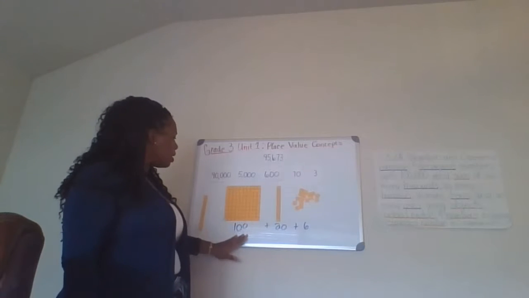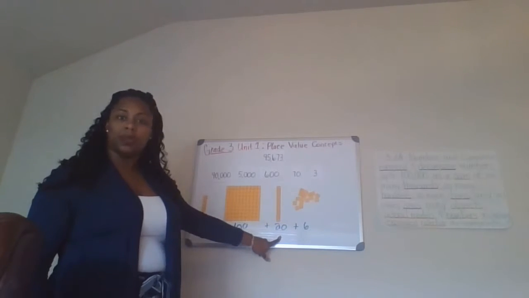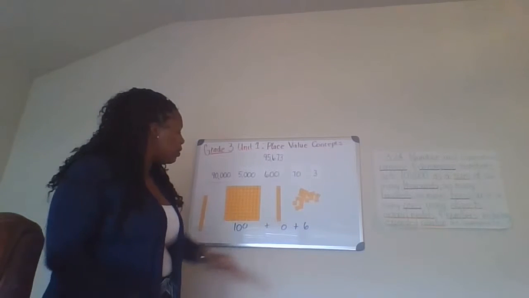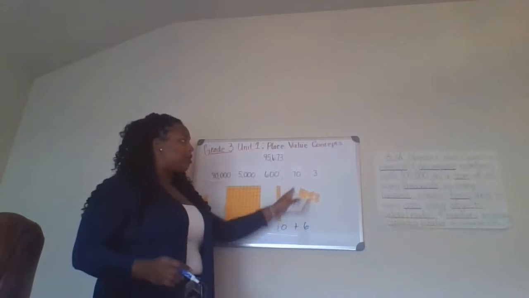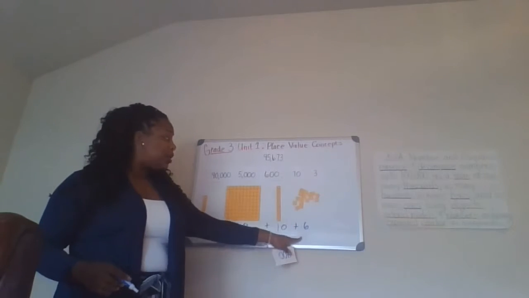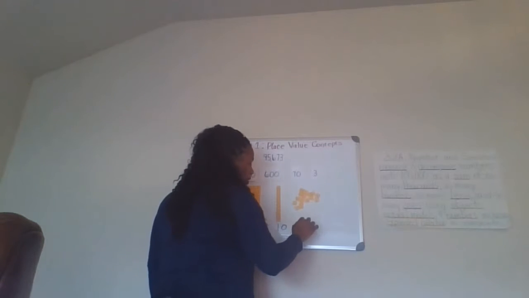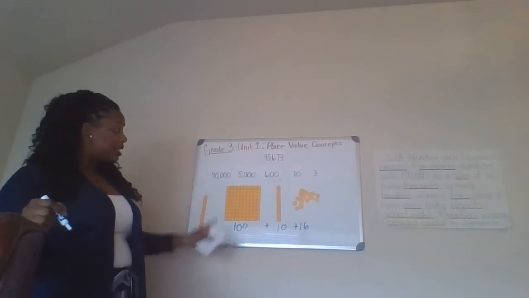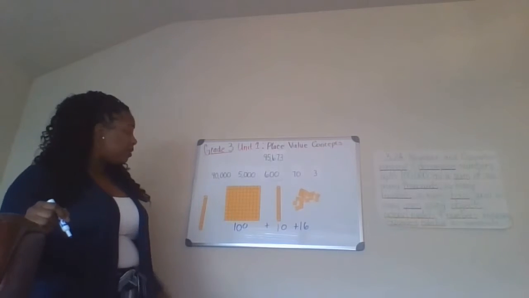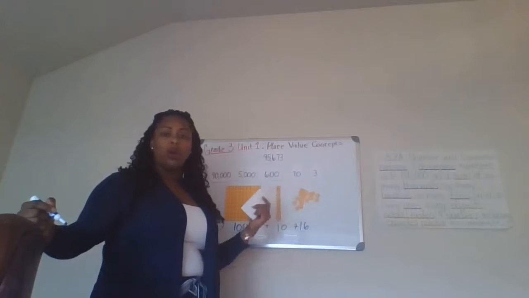Now they still have the 100 block, but now there's only 1 rod in the tens place. So the tens place now has a value of only 10. Now there are 16 ones, so there's no longer just 6. Now we're going to add 16 ones. So there's another way that this number can be written in the expanded form, and that is 100 plus 10 plus 16. Okay? We can go on and on with this.